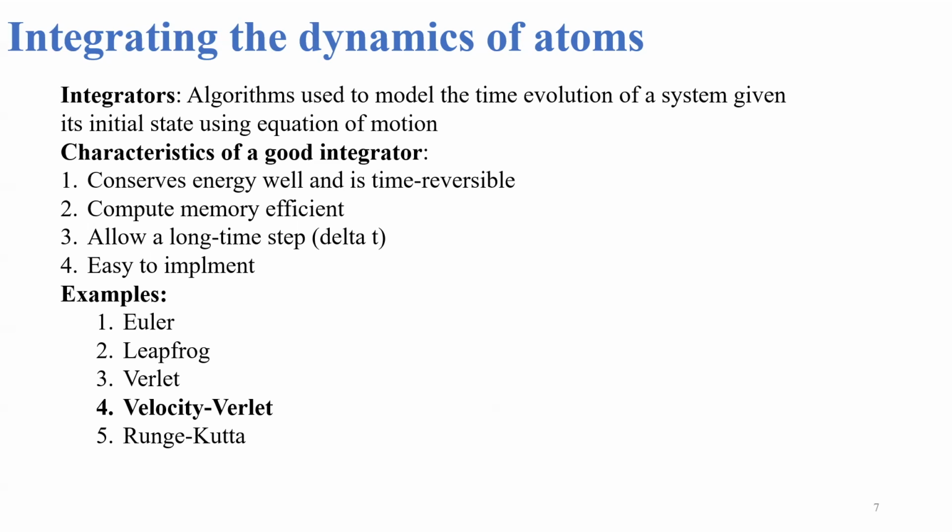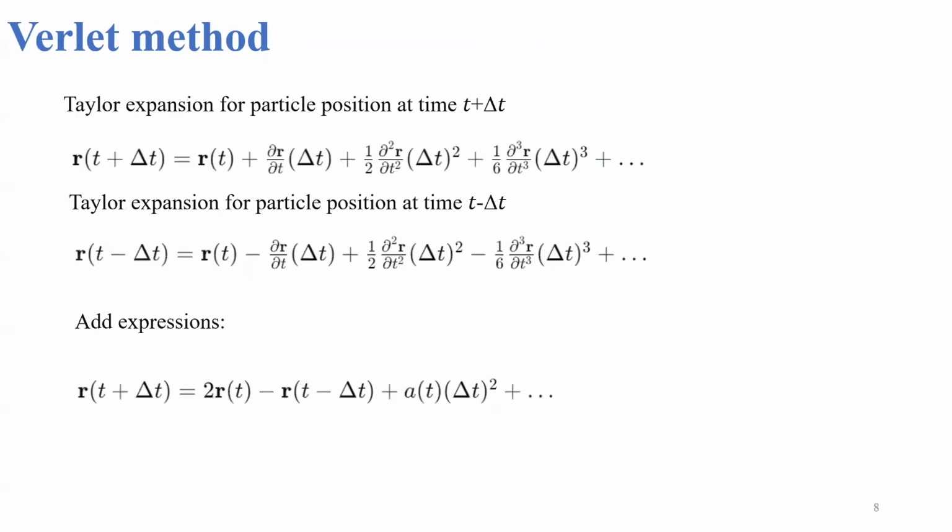And there are many types of integrators such as Euler, Leapfrog, Verlet, Velocity Verlet, and Runge-Kutta. And the most prominent one is actually the Velocity Verlet. So let's talk about the Verlet method. You might have seen Taylor expansion during an undergrad course. A very simple way to understand Taylor expansion is y equals mx plus c, a linear equation. Here y is the output, x is the initial position, suppose, and m is the slope. So y equals mx is a very simple expansion of y with respect to x, for example.